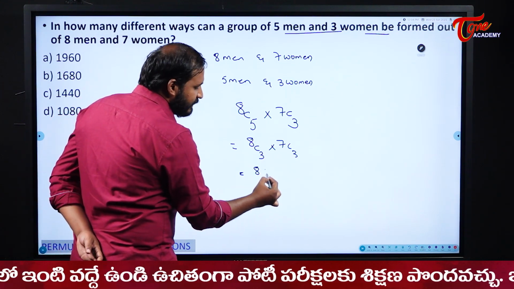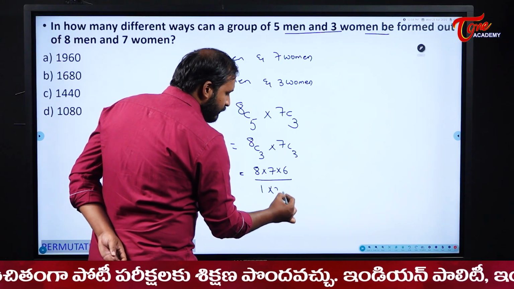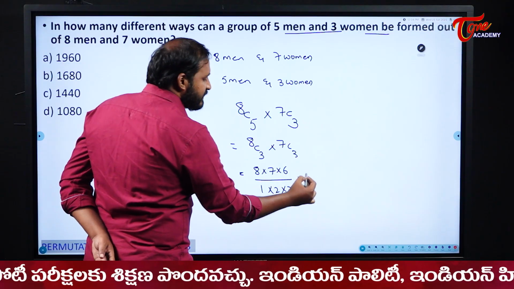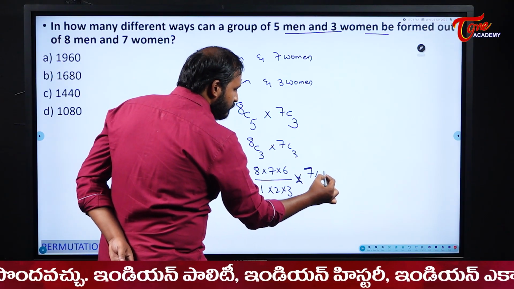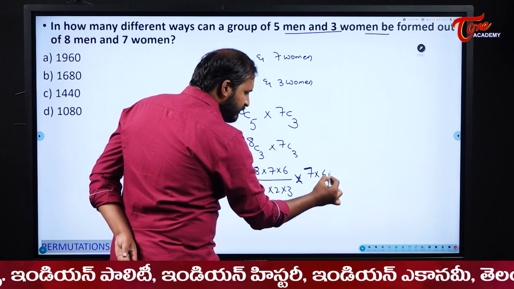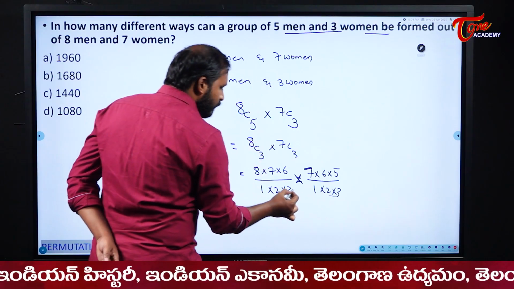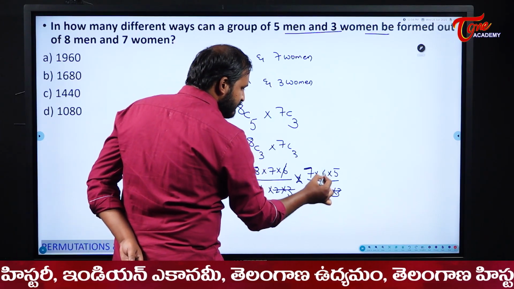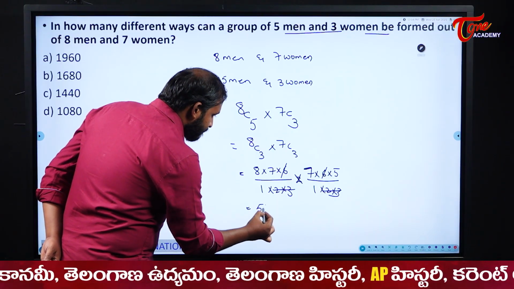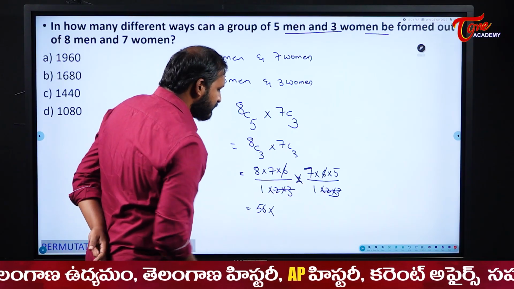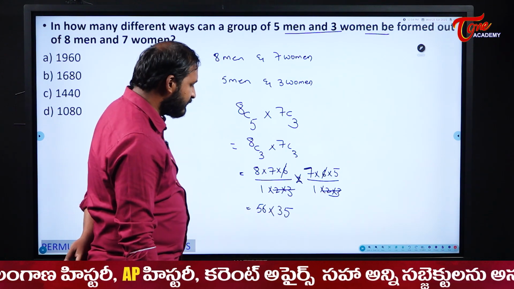8C3 means 8 into 7 into 6 by 1 into 2 into 3. Into 7C3 means 7 into 6 into 5 by 1 into 2 into 3. 2 3s are 6, 2 3s are 6. So 8 7s are 56, into 7 5s are 35.